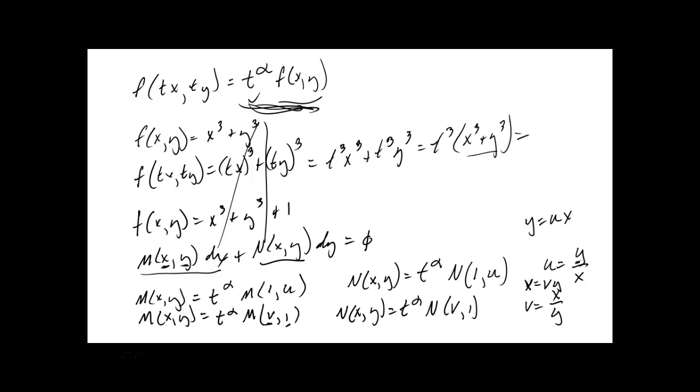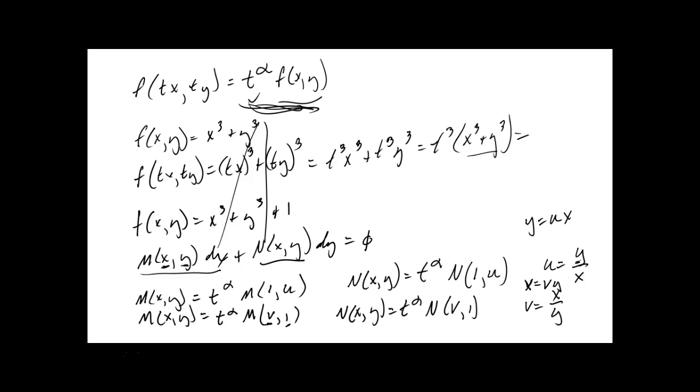Then they jump a new rabbit out of nowhere, say, what if you have an expression like this? M of x, y dx plus n of x, y dy is equal to 0. Hey, that looks like our exact differential form. But it's not exact unless the partial of m with respect to y is the same as the partial of n with respect to x. And something like that, probably not going to be the case. So if that's not the case, what do you do?